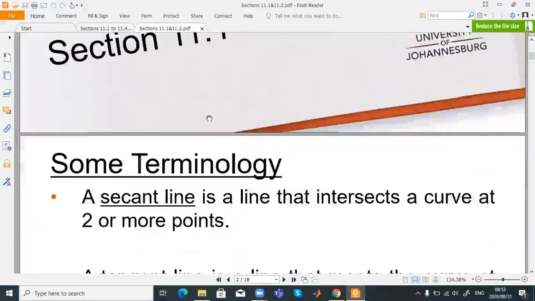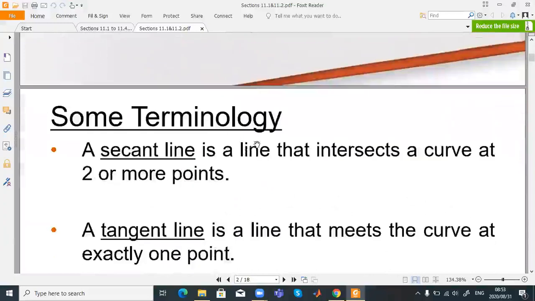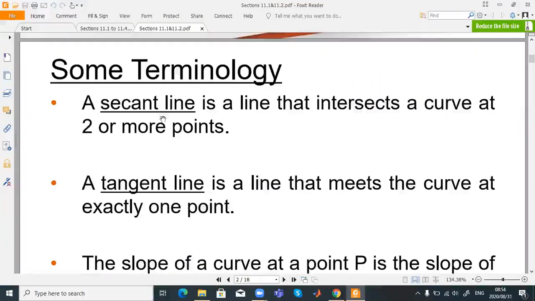So here we give some terminologies that you need to understand or bear in mind. The first term here is a secant. What do we call a secant line in maths? We say that a secant line is a line that intersects a curve at two or more points.